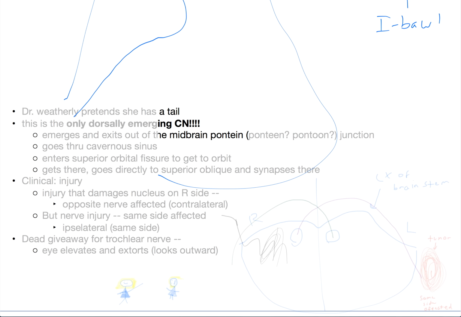Okay. Clinically, there's two things important clinically, and they're both related to injury. Okay? And so there's two weird things about the trochlear nerve. One is that it's the only nerve that comes from the back of the brainstem. The other one is this.